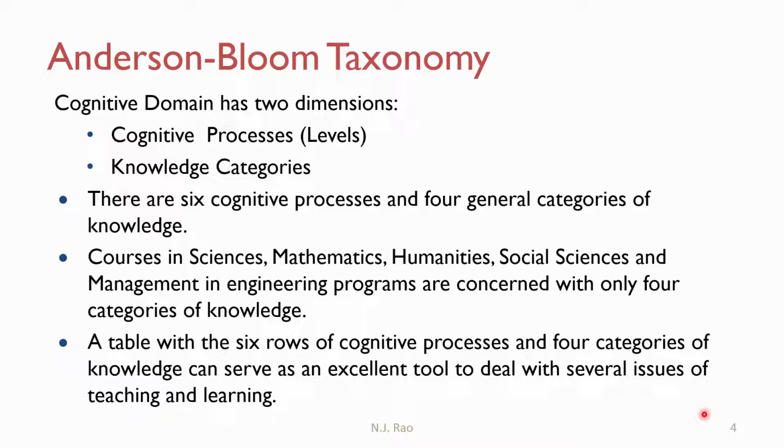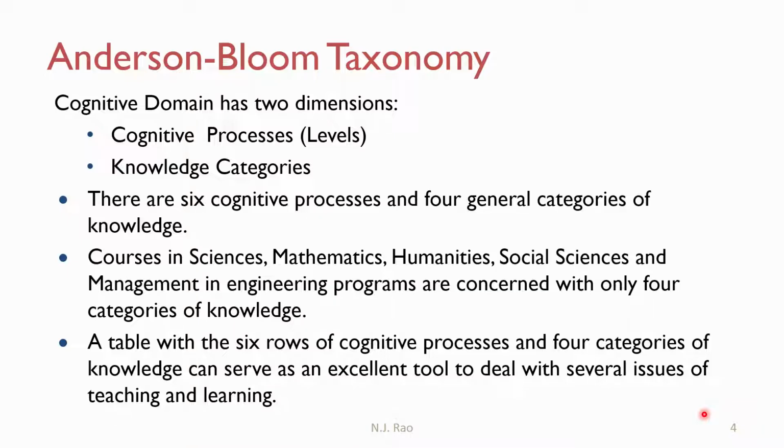And courses in sciences, mathematics, humanities, social sciences and management, because we have courses in all these areas in an engineering program, and they do constitute something like maybe 20% or even more in an engineering program, are concerned with only 4 categories of knowledge. So, if you are looking at courses in sciences, mathematics, humanities, social sciences and management, you need to worry about 6 cognitive processes and 4 general categories of knowledge.